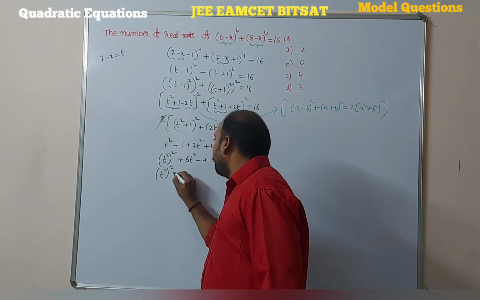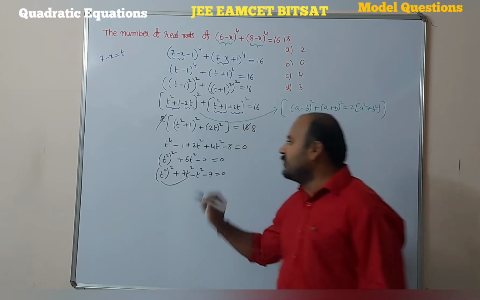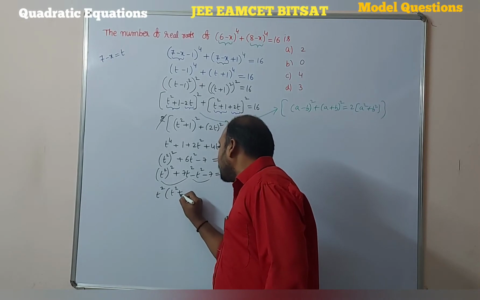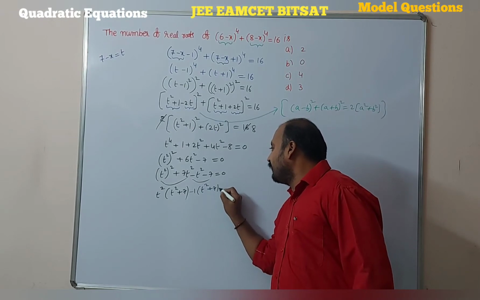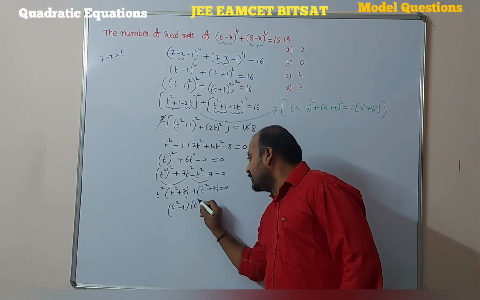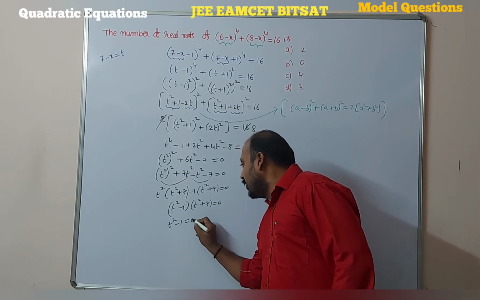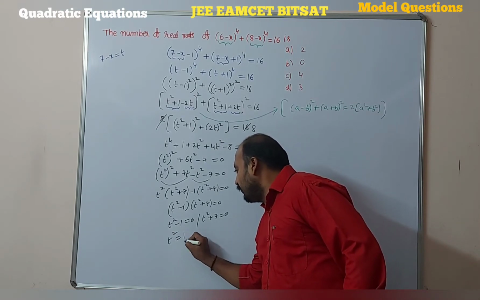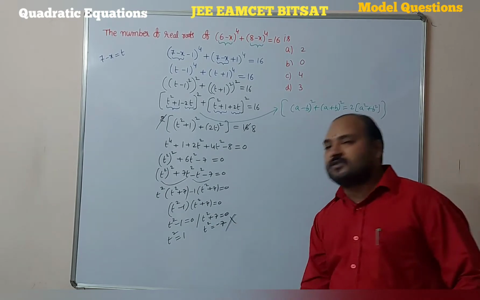(t²)² plus 7t² minus t² minus 7 equal to 0. From these two, t² take common; from these two, minus 1 take common. t²(t² + 7) minus 1(t² + 7). So (t² − 1)(t² + 7) equal to 0. So t² − 1 equal to 0 and t² + 7 equal to 0. t² equal to 1. t² equal to minus 7, it is not possible, it is absurd.